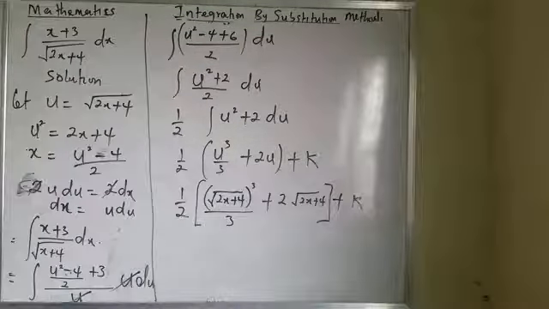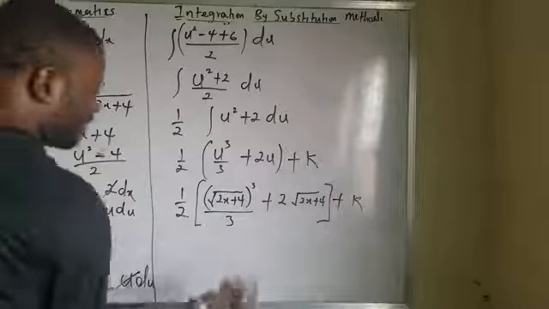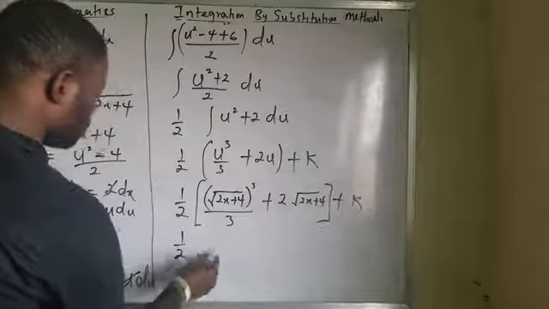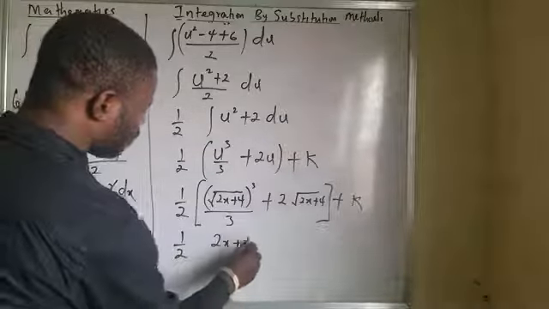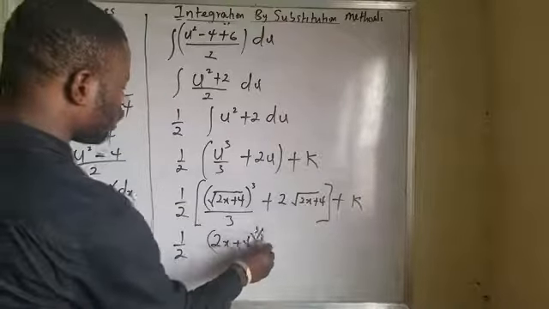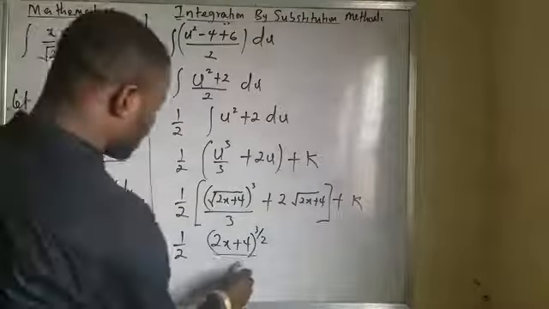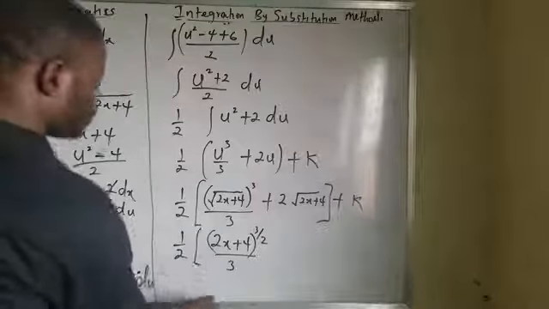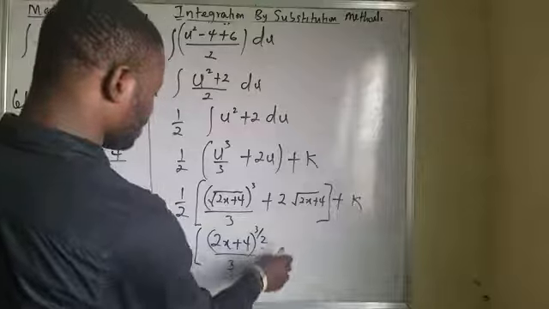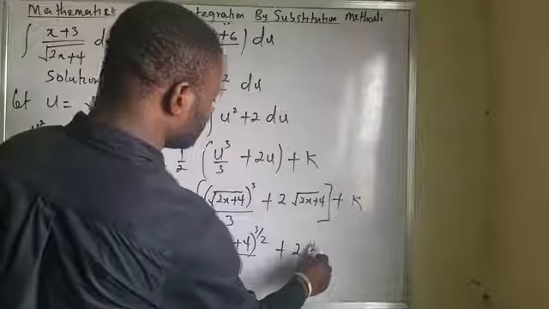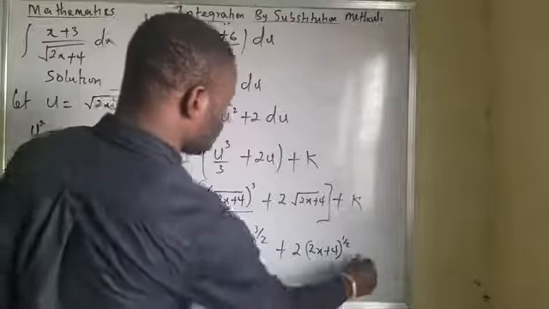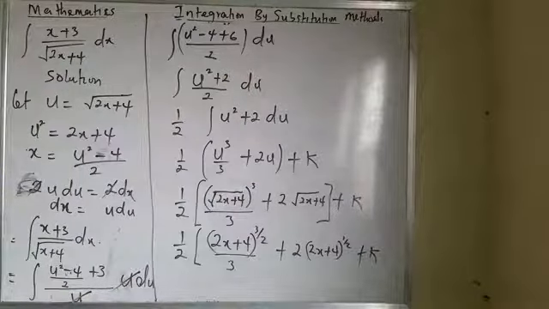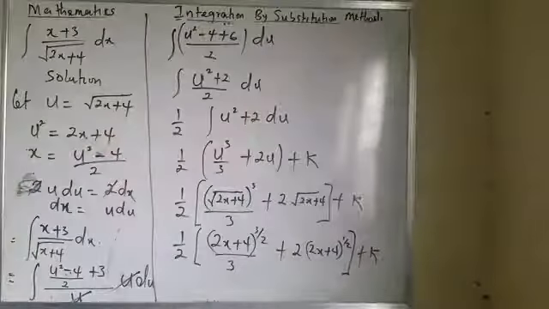Now, if I want to turn it to power form, 1 over 2, I already have my answer, which is (2x plus 4) bracket to the power of 3 over 2, divided by 3. Don't forget, this power 3 over 2 is covering everything, plus 2 (2x plus 4) to the power of 1 over 2, plus k. That is my answer.